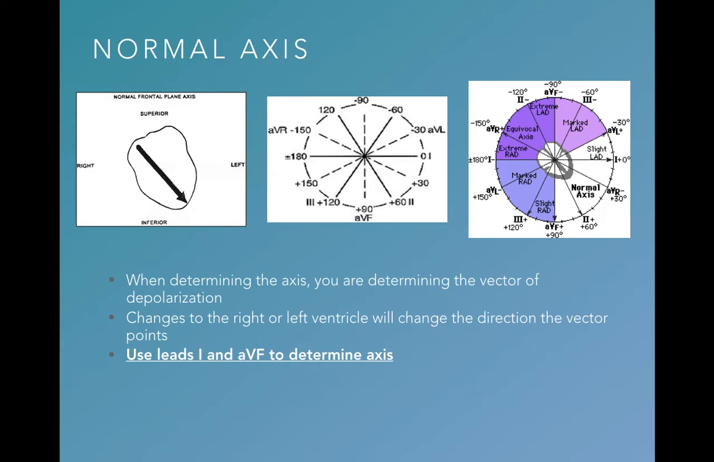Remember, the positive electrode for lead 1 is on the left shoulder, so depolarization towards the left shoulder would be positive or an upward deflection. So if you look in lead 1 and you see a negative deflection for QRS, then you know that it's opposite. So keep that in mind. And then AVF is similar, but now it's up and down.